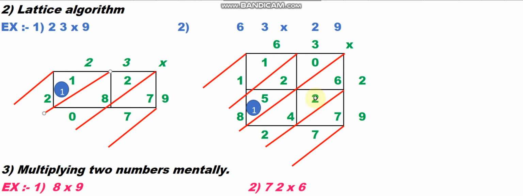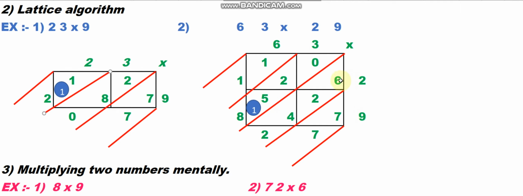Then by 9. Now you write in the second boxes. 9 3s are 27. Up 2, down 7. Then 9 6s are 54. Up 5, down 4. Finish. Multiplication by 2 and 9 is done. Now add the corners. Here 7 only.